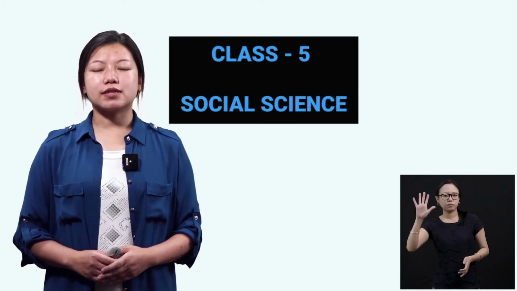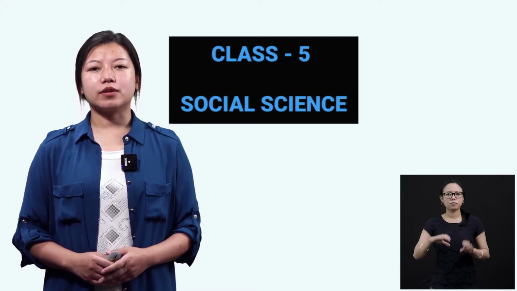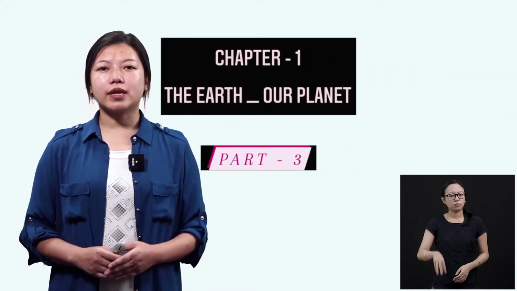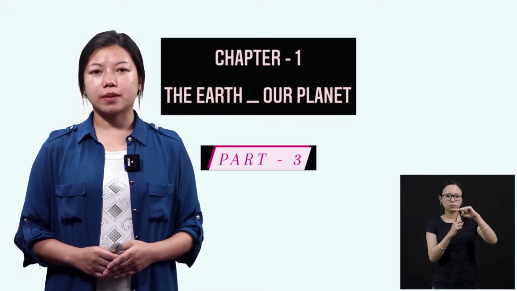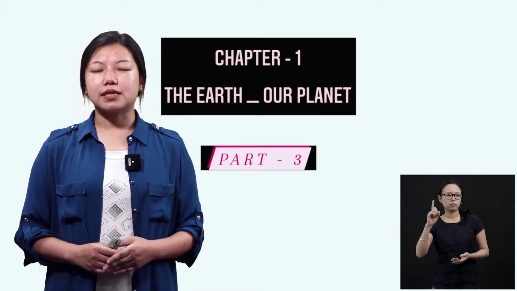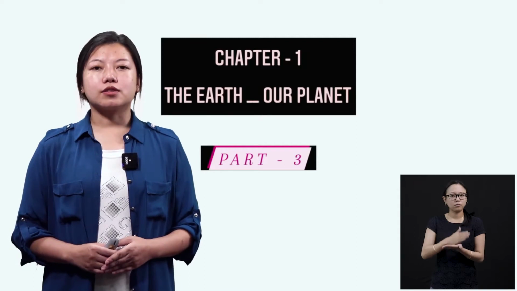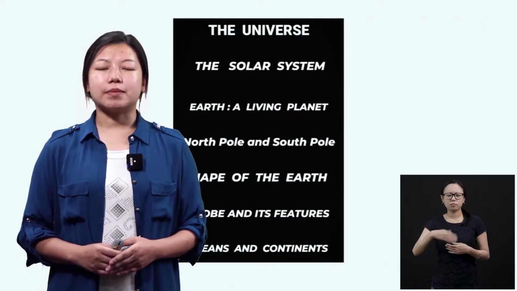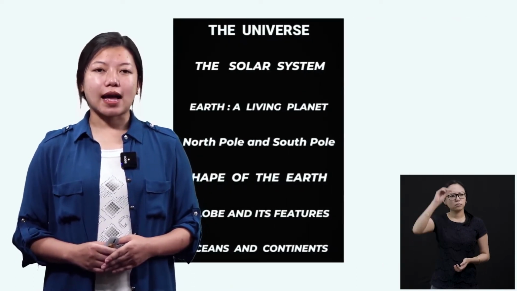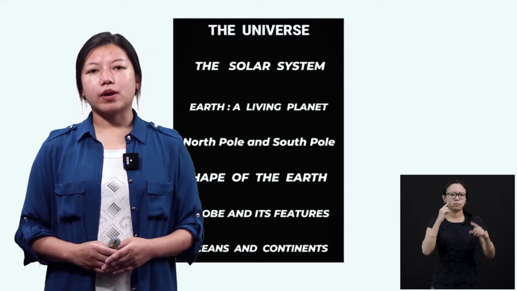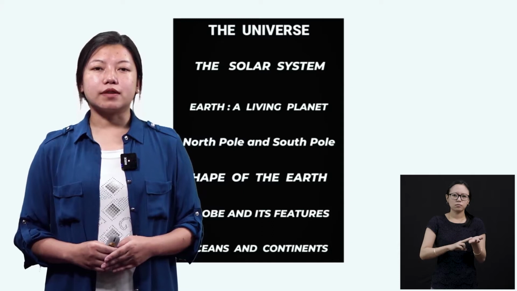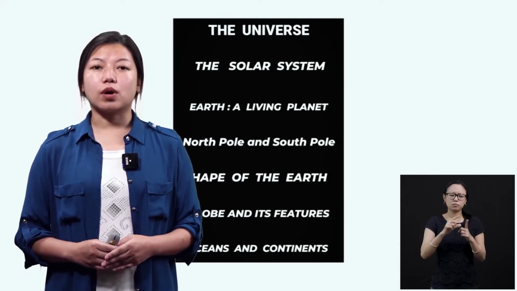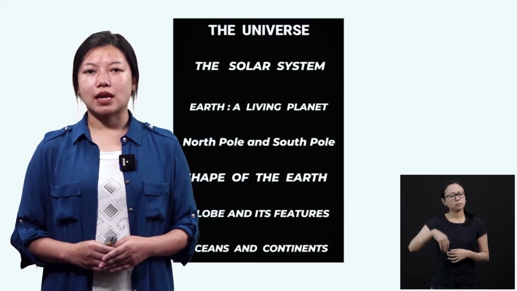This is social science, and today we are going to do part 3 of chapter 1. That is the remaining portion of this chapter, which we haven't covered in the last 2 classes. So today you're going to learn about latitudes and longitudes. However, before I go to the third part, I want to give a few revisions on what I have covered in the last 2 classes.